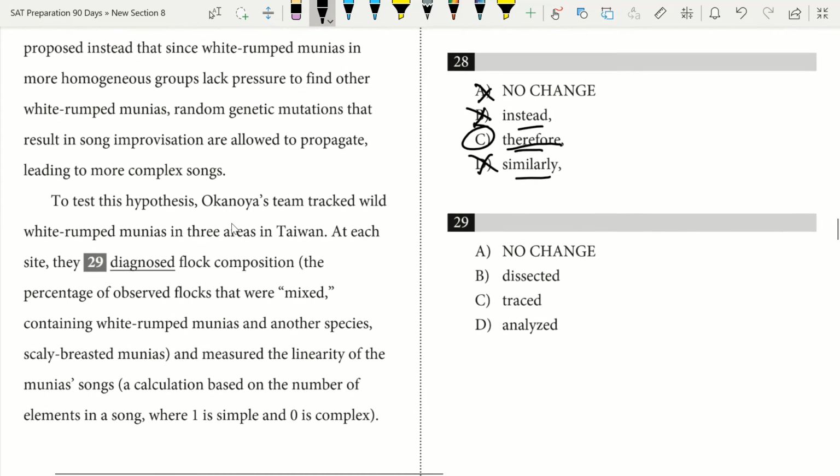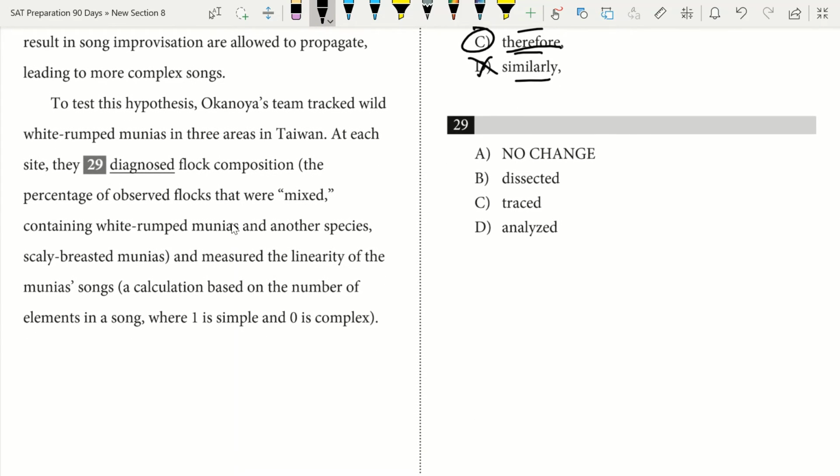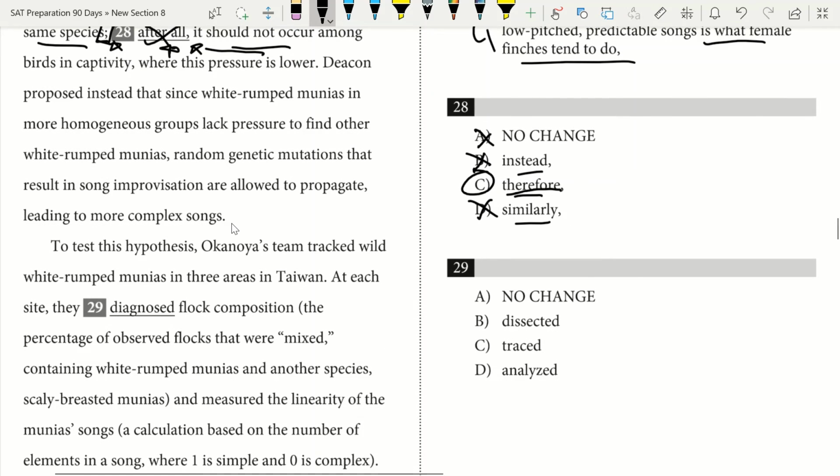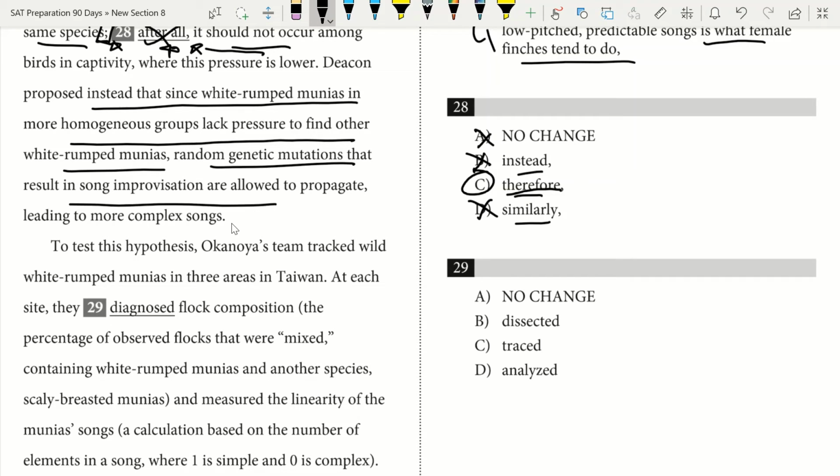So a lot of times with transition words like that, you're looking to maintain or find the relationship between the two sentences. So we have: Deacon proposed that instead, since white-rumped munias in more homogeneous groups lack pressure to find other white-rumped munias, random genetic mutations resulting in song improvisation are allowed to propagate, leading to more complex songs. To test the hypothesis, Okanaya's team tracked wild white-rumped munias in 3 areas of Taiwan. At each site, okay, right here, I'd be looking at one of two things.